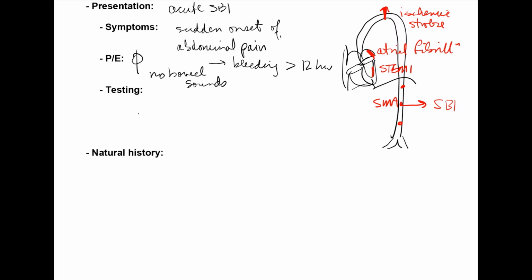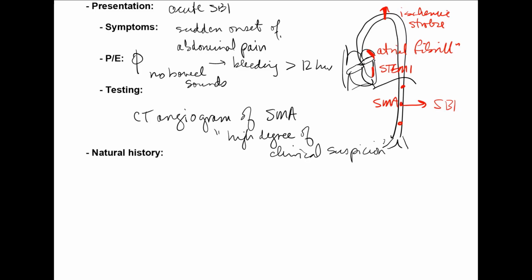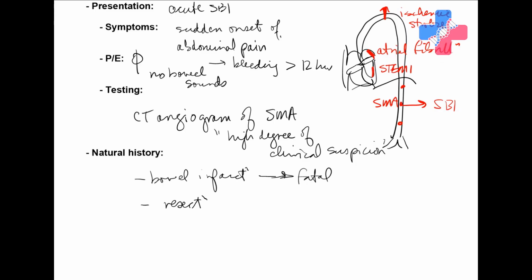Testing is by a CT angiogram to be able to visualize the superior mesenteric artery. This obviously is not an easy test to order, therefore there has to be a high degree of clinical suspicion. The natural history is very serious. If there is bowel infarction, that is inevitably fatal. And so the clinical evaluation has to be one of aggressiveness to resect anything that's dead, which can often only be determined by exploratory laparotomy. But normal bowel function must be restored.